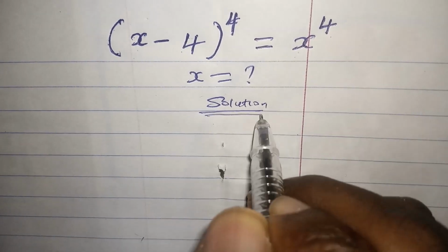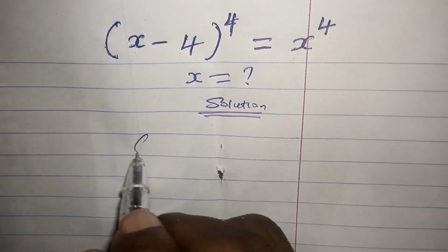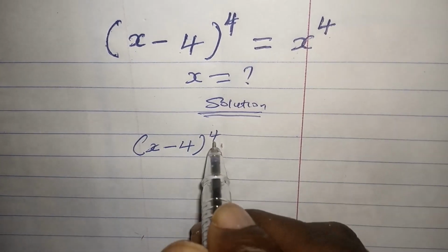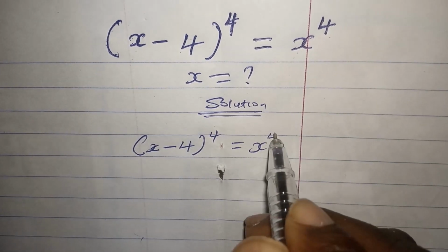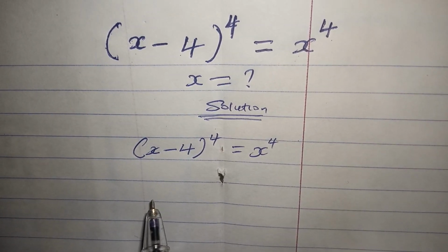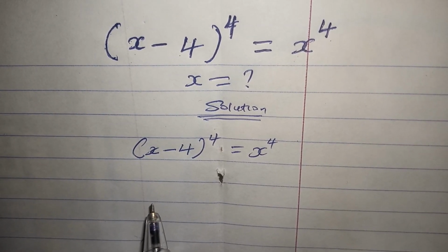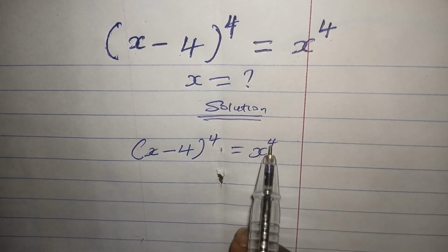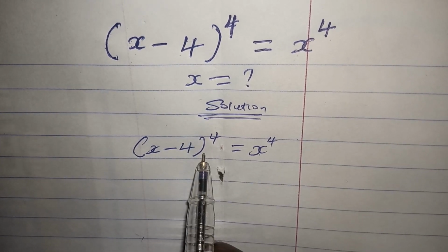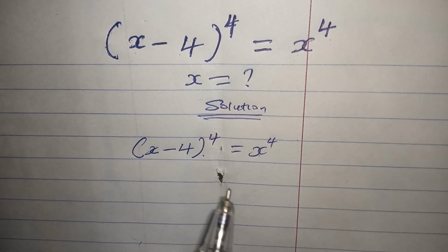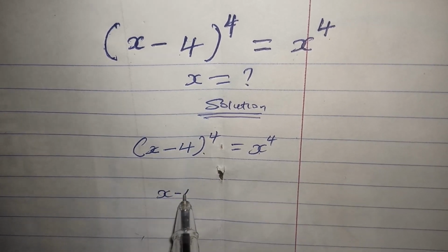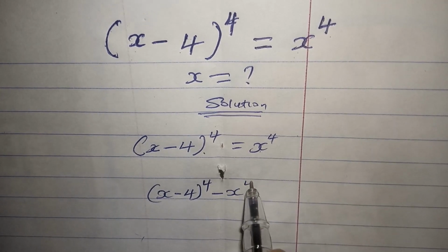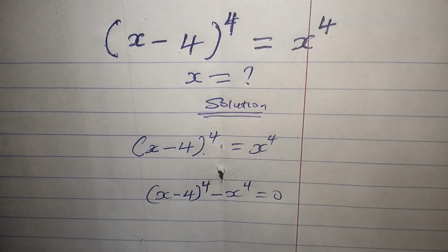Solution. Okay, write the question: (x minus 4) all to the power of 4 equals x to the power of 4. Since we've done this, the next thing we are going to do is to bring the whole of this to the left hand side of the equation. So if we do that, we have (x minus 4) to the power of 4 minus x to the power of 4 equals 0.